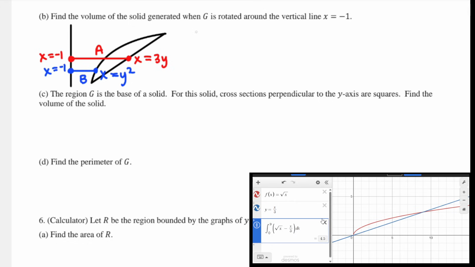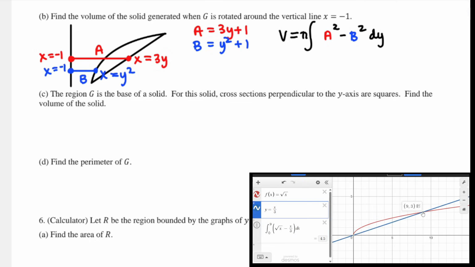So right over here, let a equal 3y minus -1, and let b equal y squared minus -1. In order to find the volume, we'd be integrating pi a squared minus pi b squared. That's how we're going to want to type it into the calculator. This will be with respect to y, because a and b both depend on y, and y goes from 0 up to 3.